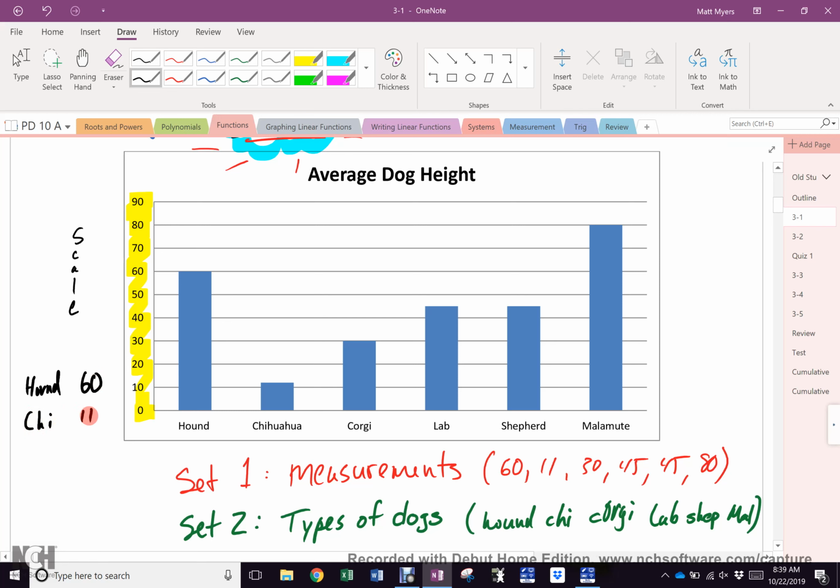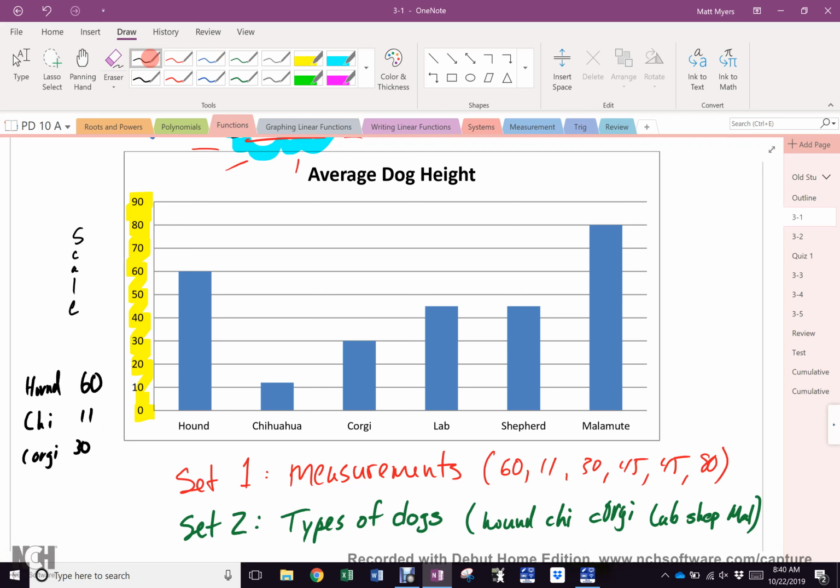Yeah? Corgi, which I don't mind a corgi. They're a little weird looking with their normal sized body and tiny little stubby legs. But I am the corgi of the human world because I have a normal sized body and little tiny stubby legs. So I feel for corgis.